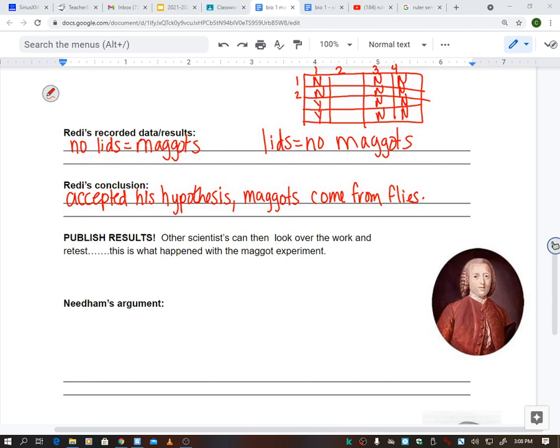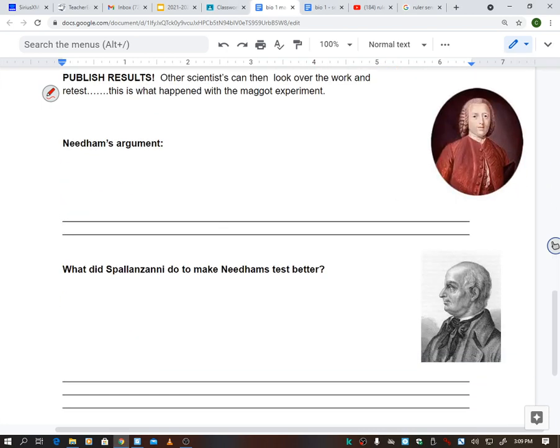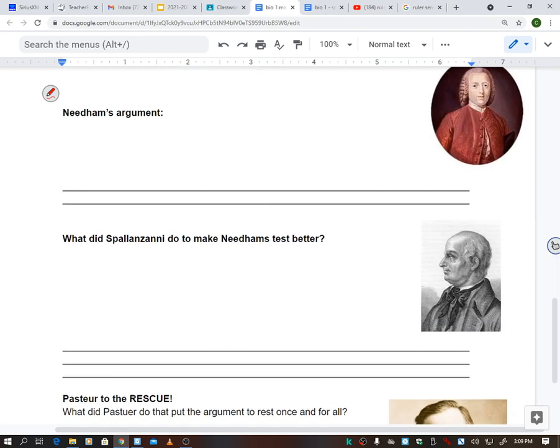But that's what has to happen for us as a science community to agree on something, like a theory or something like that. All right, so what happened is we had some scientists that were like, hey, you have a flaw with your experiment. Like anything could have gotten into that. So we had this guy named Needham, and these are their pictures over here. Needham was with a group of scientists that said maggots come from like a special gravy. He said there's something called spontaneous generation.